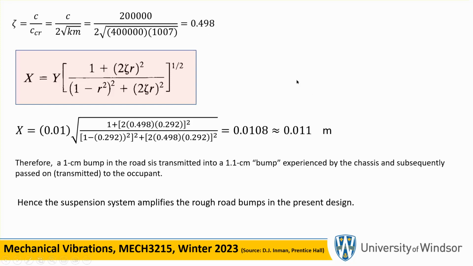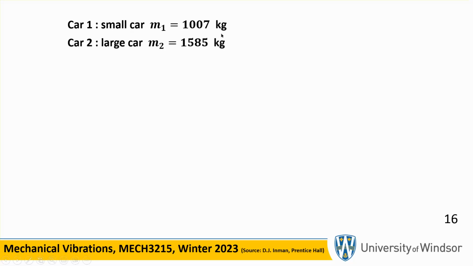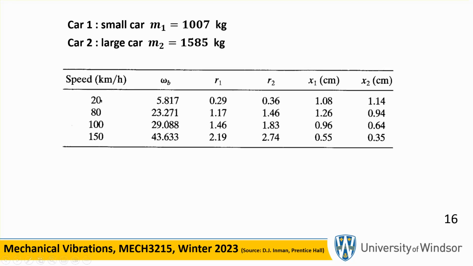All right. Now, the suspension system amplifies the rough road bumps in this design. Now, let's look at the effect of the mass of the car. So this is the small car that we looked at, and let's look at the sedan, which is 1.5 times bigger than that. And we look at several speeds, 20, 80, 120 kilometers per hour.